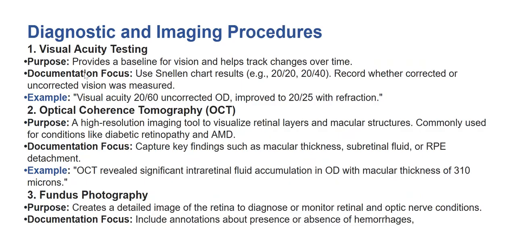Diagnostic and imaging procedures. Visual acuity testing. Purpose: provides a baseline for vision and helps track changes over time. Documentation focus: use Snellen chart results, for example 20/20 or 20/40. Record whether corrected or uncorrected vision was measured. Example: visual acuity 20/60 uncorrected OD, improved to 20/25 with refraction.